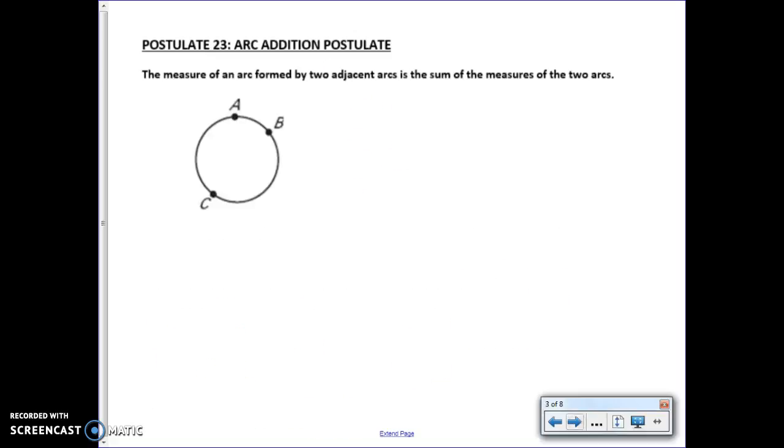So the arc addition postulate says the measure of an arc formed by 2 adjacent arcs is the sum of the measure of the 2 arcs. So in this case, if we say the measure of arc AB plus the measure of arc BC, that would give us the measure of arc ABC. We just add them together.